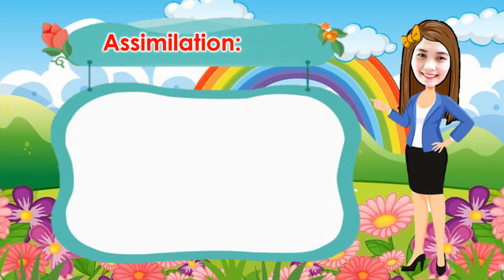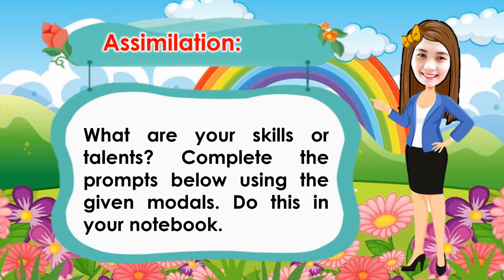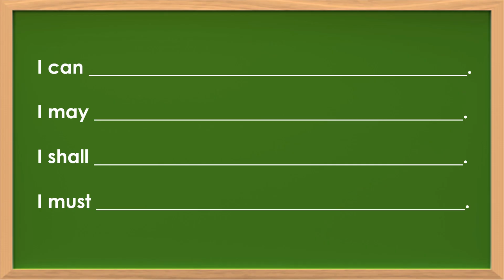Grade 5 learners, to check your understanding about the lesson for today, do this activity. What are your skills or talents? Complete the prompts below using the given modals. Do this in your notebook. I can blank. I may blank. I shall blank. I must blank.